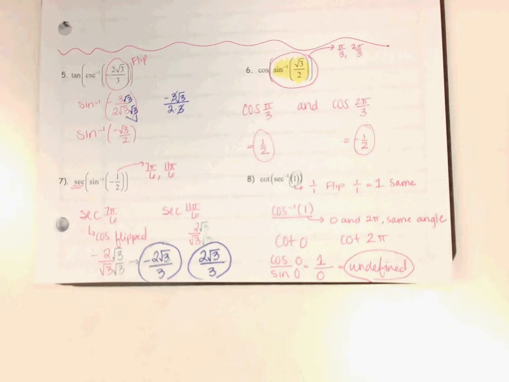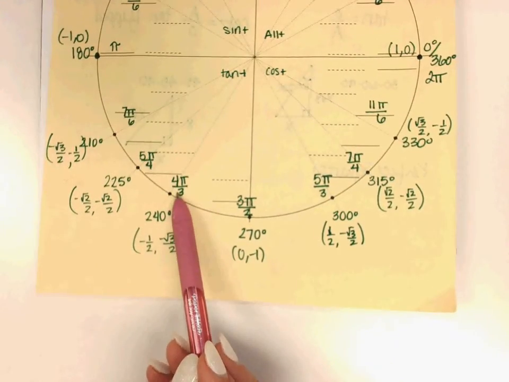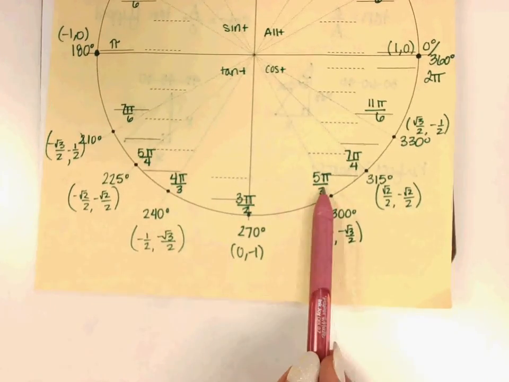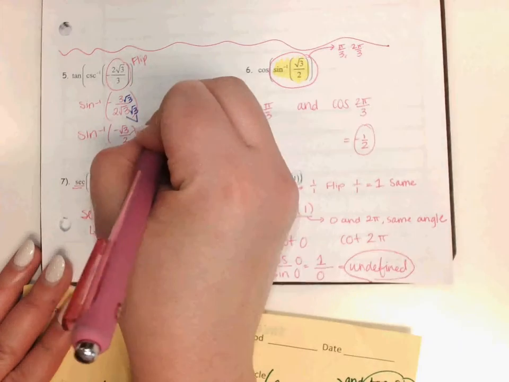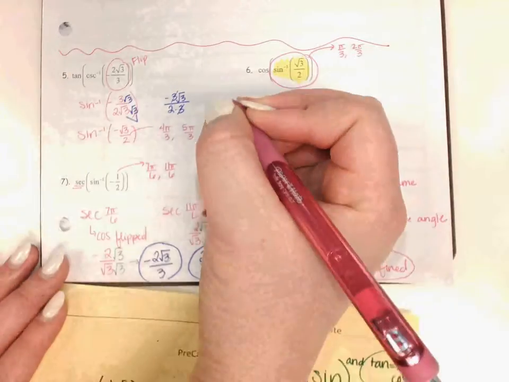Okay? Sine is a y value. So look on your circle. When is your y value negative root 3 over 2? It should be on the bottom half. Yeah, one of them's at 4 pi thirds. Where's the other one? 5 pi thirds. So that's going to be 4 pi thirds and 5 pi thirds.